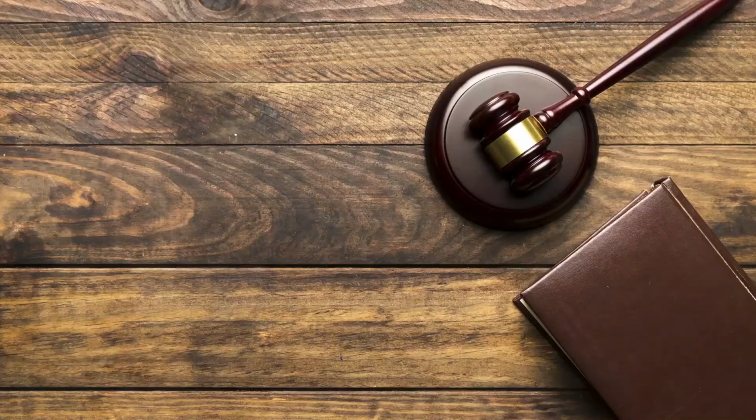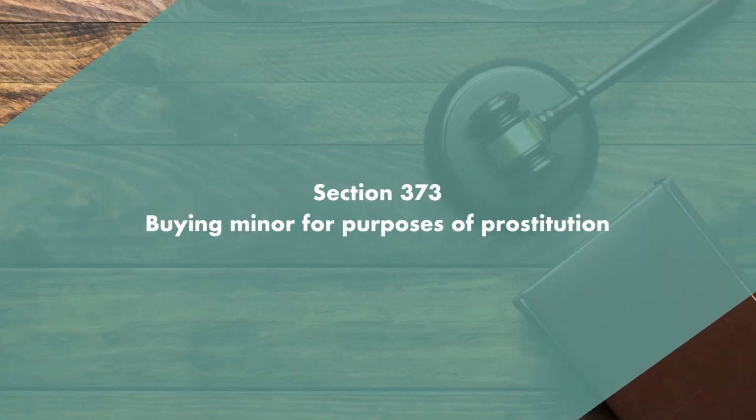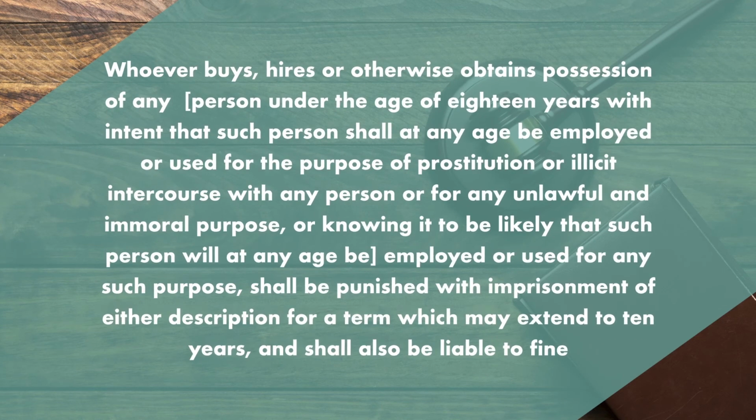Section 373 talks about buying minors for the purposes of prostitution, etc. Whoever buys or hires or otherwise obtains possession of any person under the age of 18 years with the intent that such person shall at any age be employed or used for the purpose of prostitution or illicit intercourse with any person, or for any unlawful or immoral purpose, or knowing it to be likely that such person will at any age be employed or used for any such purpose, shall be punished with imprisonment of either description for a term which may extend to 10 years, and shall also be liable to fine.